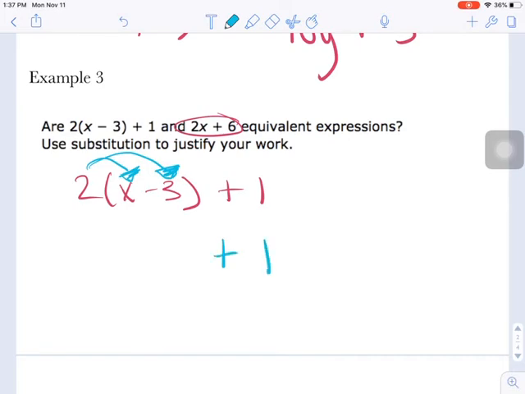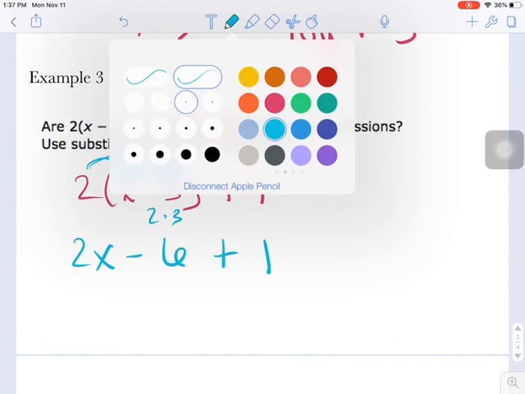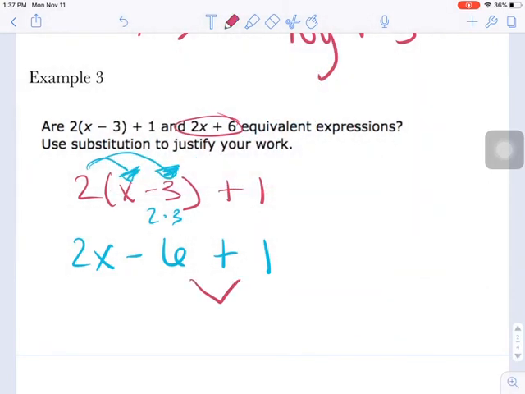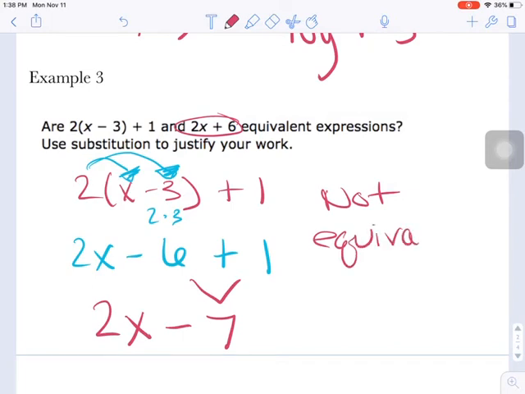So I'm going to do 2 times x, or just 2x, minus 2 times 3, which is 6. And now, looking at this, I can do my addition. I can do 6 plus 1. So I'm going to be left with 2x minus 7. Looking at this, these are not going to be equivalent because 2x plus 6 is not equivalent to 2x minus 7. So these two are not equivalent.